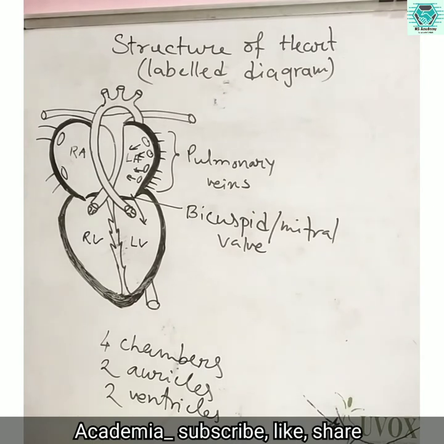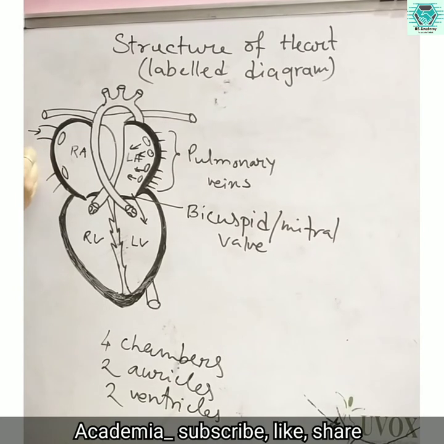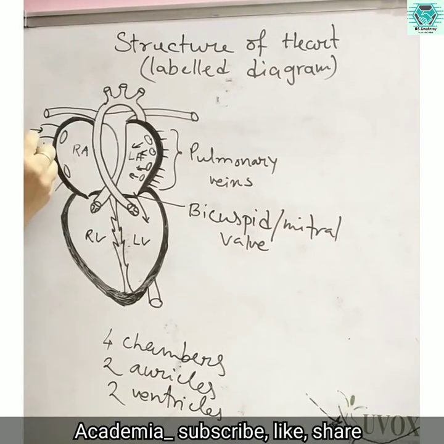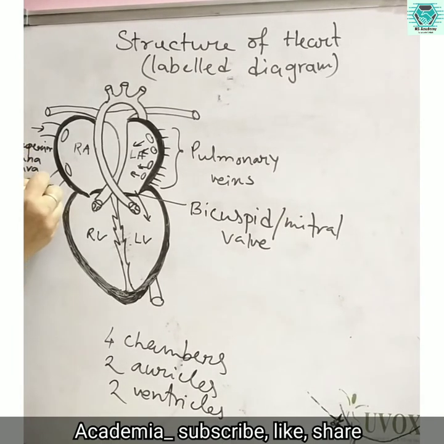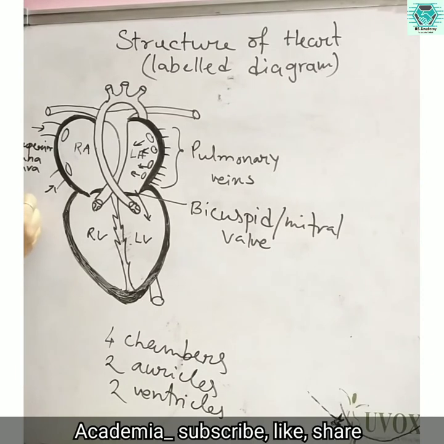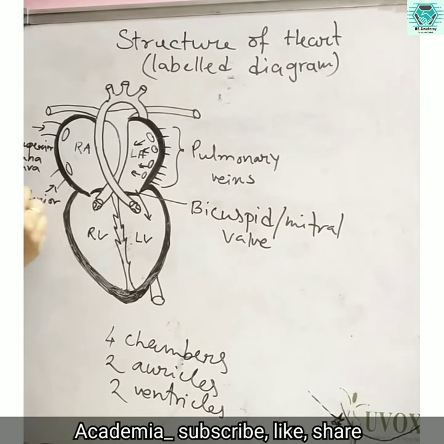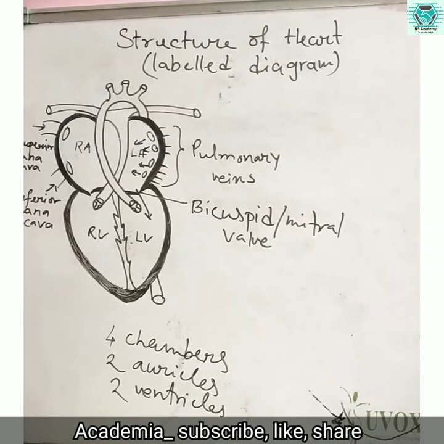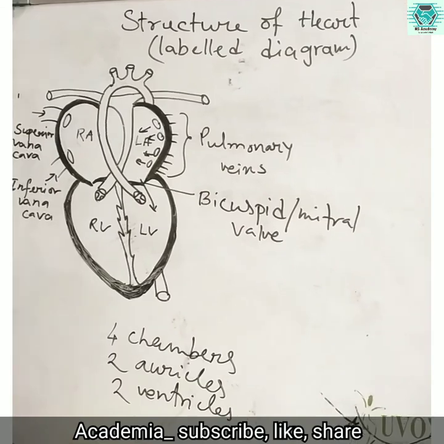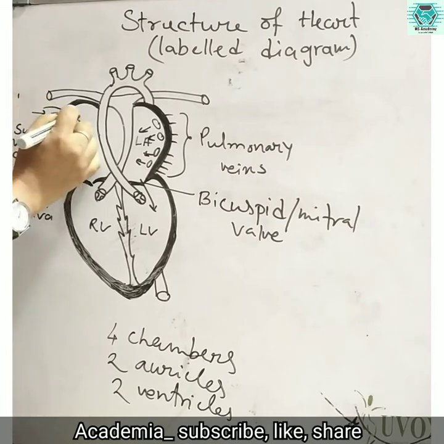In the right part, here we can see two major veins. This one is called the superior vena cava and this one is called the inferior vena cava. So what about the superior vena cava and inferior vena cava? They are the two major veins which open in the right auricle.